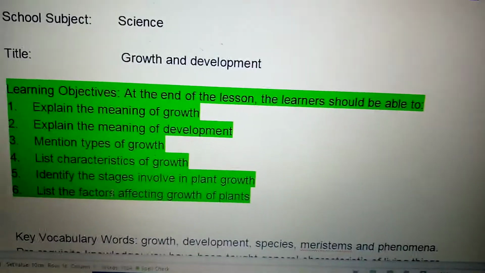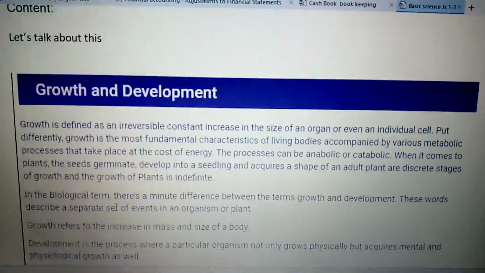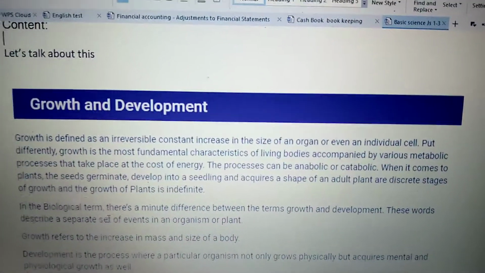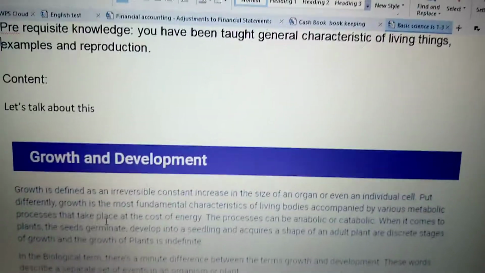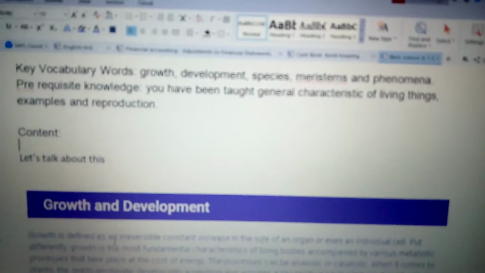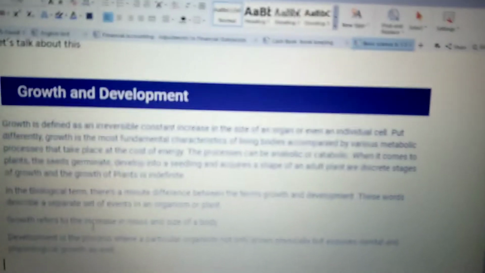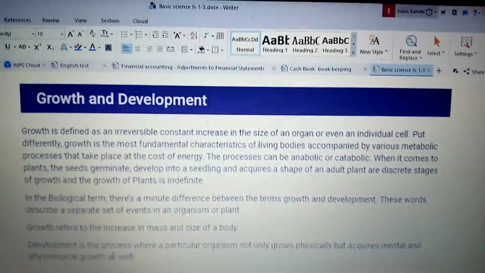Go to your note. You see the keywords there, which you need to pronounce, and of course, can check for their meaning in your dictionary, though it might be different from what we have here. So let's talk about this growth.